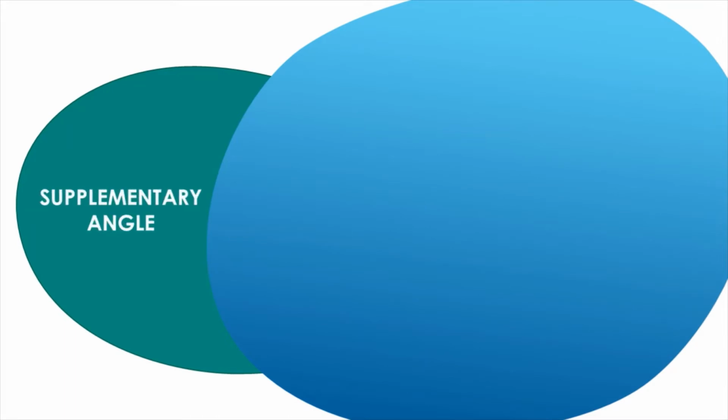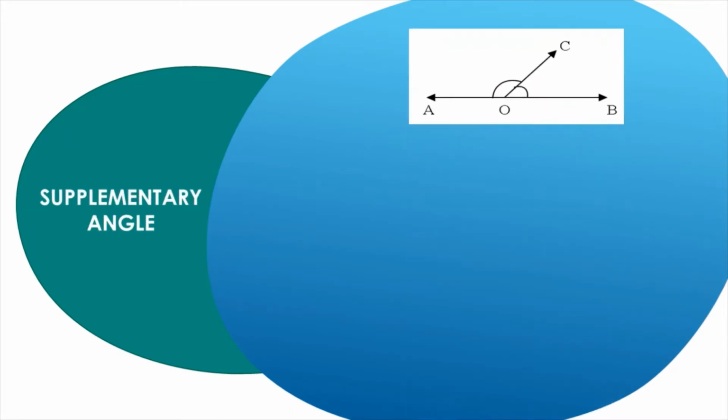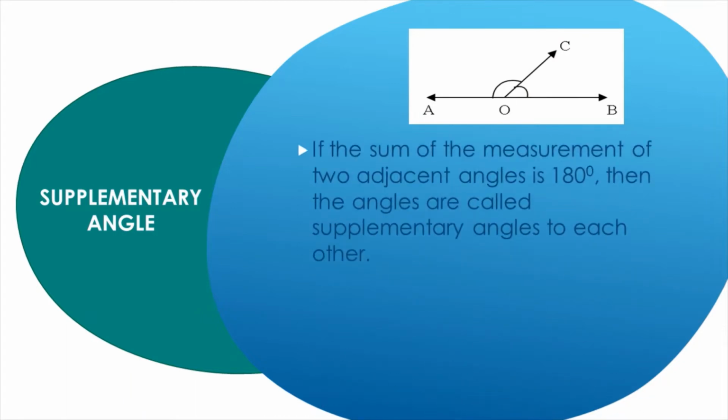At first, supplementary angle. Let us see the figure, that is AOB and C. And this is the definition, my dear. If the sum of the measurement of two adjacent angles is 180 degrees, then the angles are called supplementary angles to each other. Adjacent angle means side by side. These two angles are beside each other. So these are the adjacent angles.